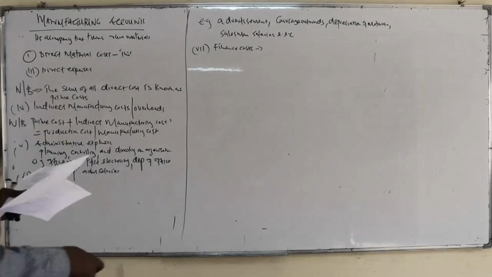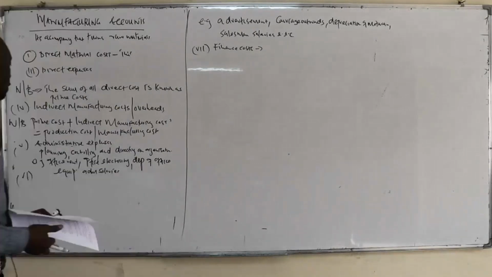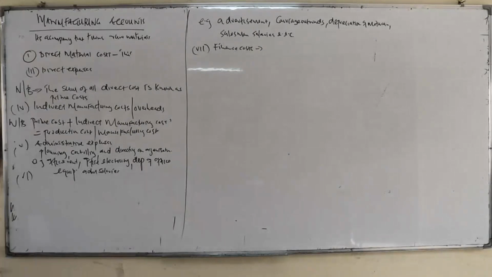So those are the expenses that we incur in the process of manufacturing items. The first cost is material cost, which is a direct cost. What we mean by direct cost is that you can identify it in the final product. And then we have labor, the cost incurred on those people engaged in production of the products.